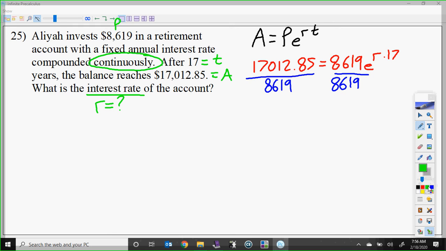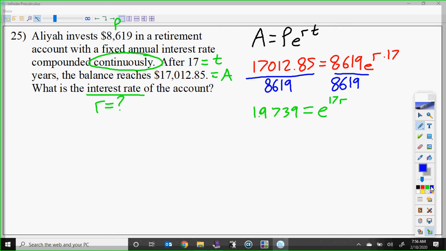All right, let's plug that in the calculator and see what we get. All right, I got 1.973. I'll round to 9, but I'm going to use that whole decimal when I'm actually doing my next calculation. E to the 17R.